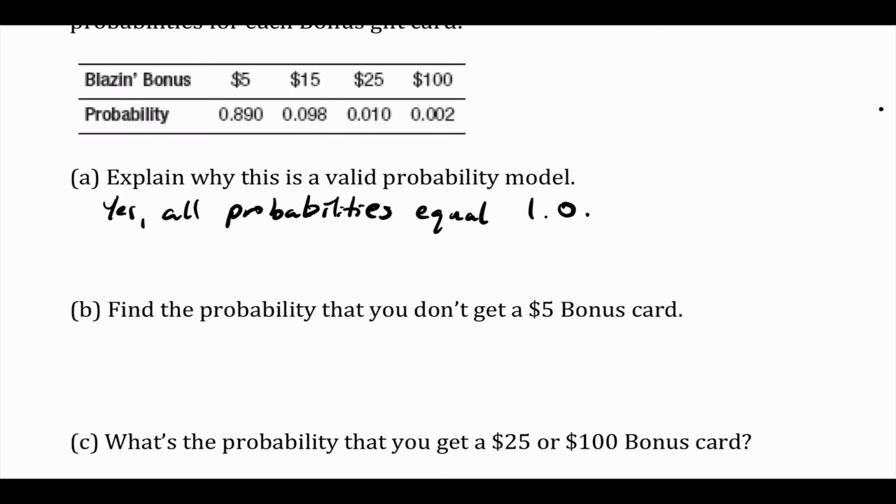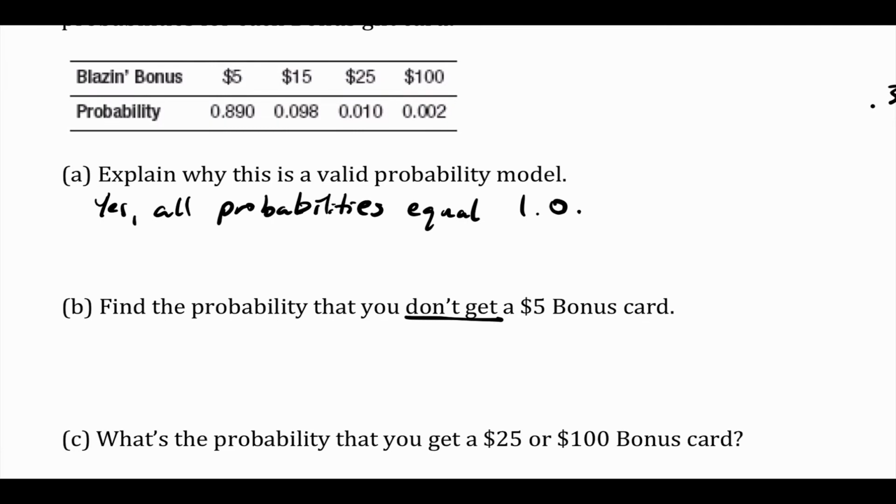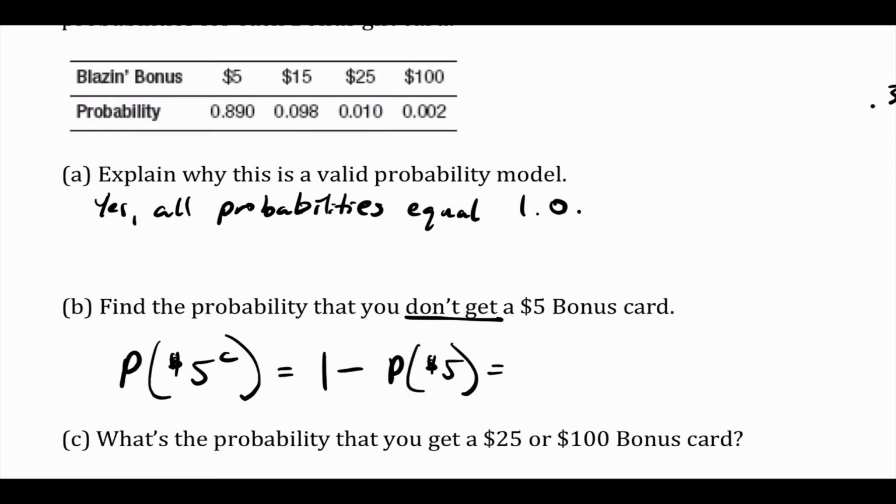Okay, so find the probability that you don't get a $5 bonus card. Don't get it. Which one of our rules talks about that situation? That's the complement, right? So what they're saying is the probability that you don't get a 5. That's how they would write it. Probability you don't get a 5. Which is the same thing as 1 minus the probability of getting a $5. Right? You're just adding everything up that's not 5.